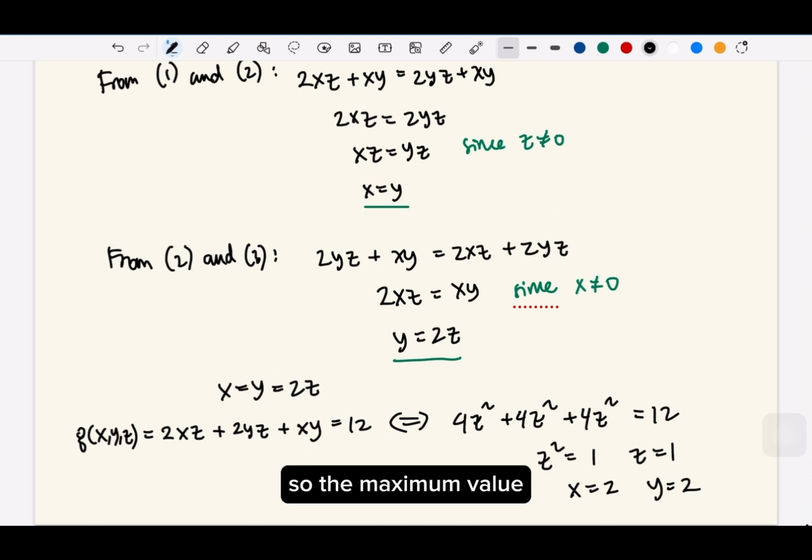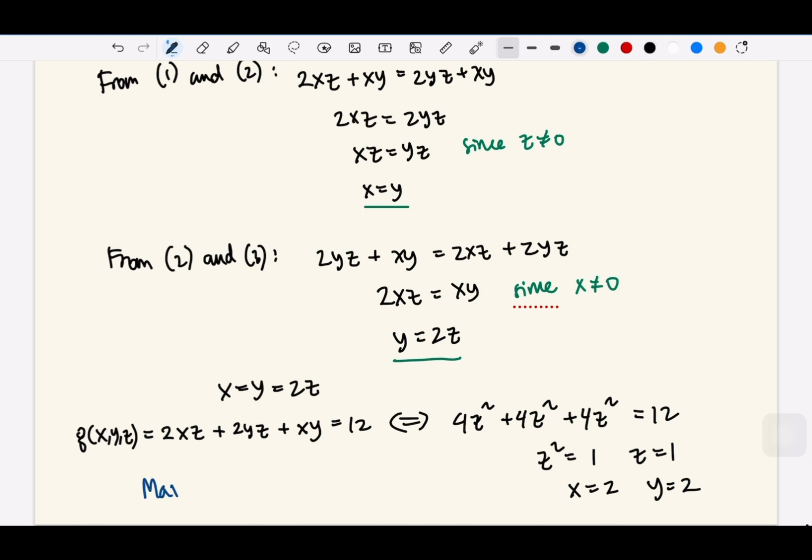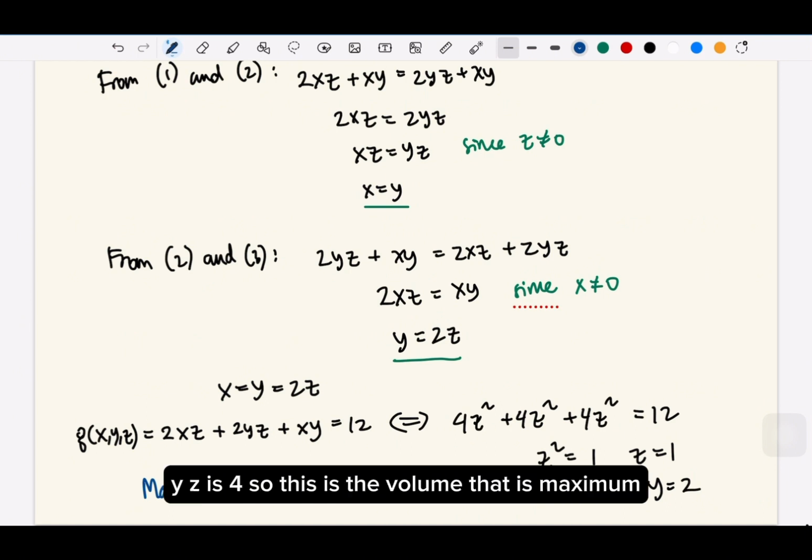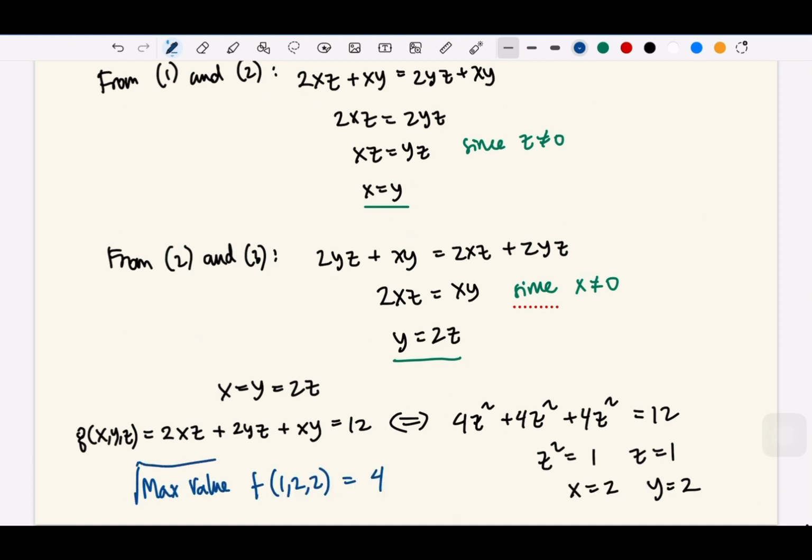So the maximum value is at f(2, 2, 1), where we multiply x, y, z, which is 4. So this is the volume that is maximum.